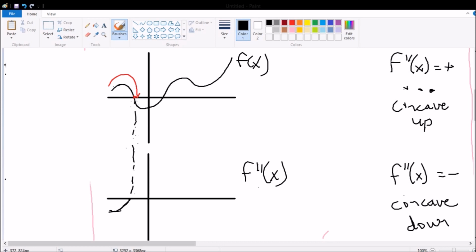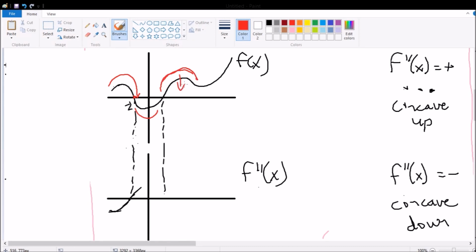But past this point, and let's say that's -2, past -2, f of x becomes concave up. So f double prime of x has to be positive. And this whole piece is concave up until about right there. Because after that, it goes concave up and then goes back to concave down again.